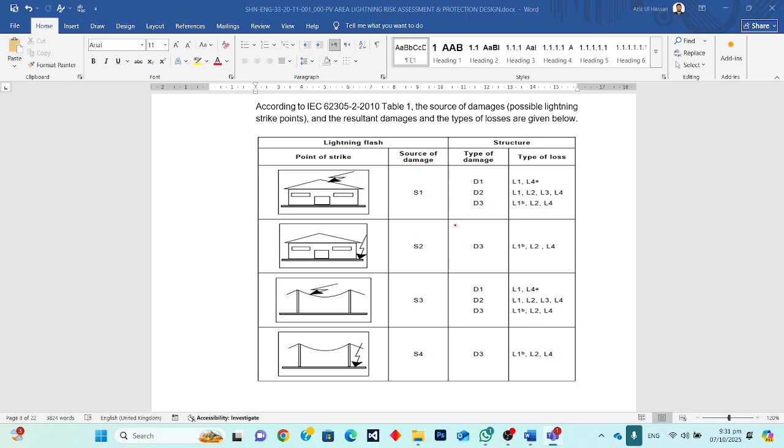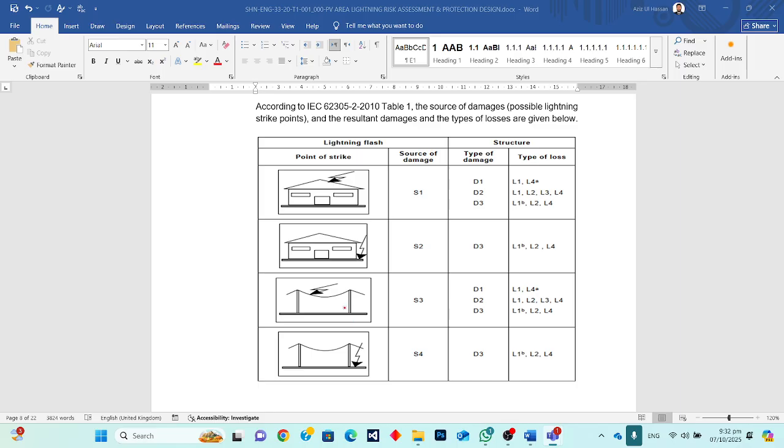We will see these losses and their calculation in the next lectures. The next type is the lightning flash near to the structure, not actually on the structure. The source of damage is called S2, the type of damage is just D3, and the types of loss are L1, L2, and L4.